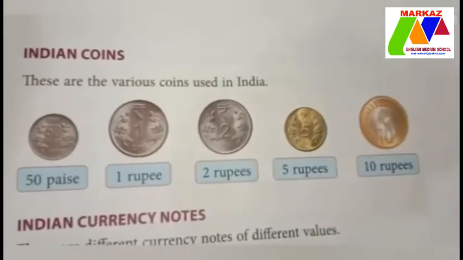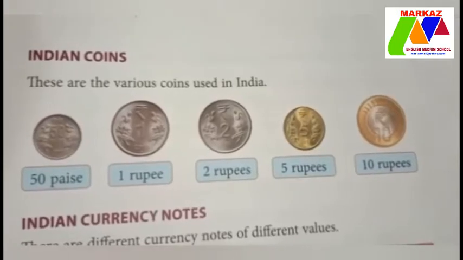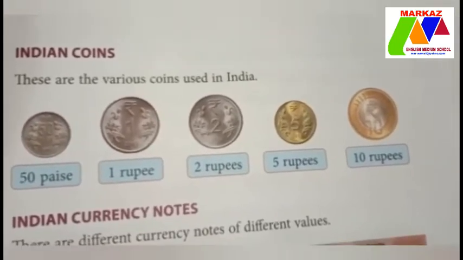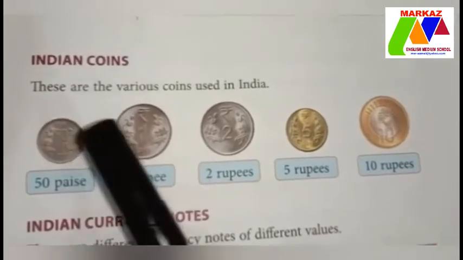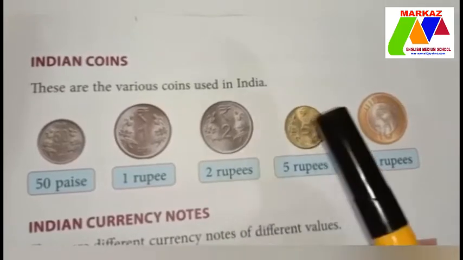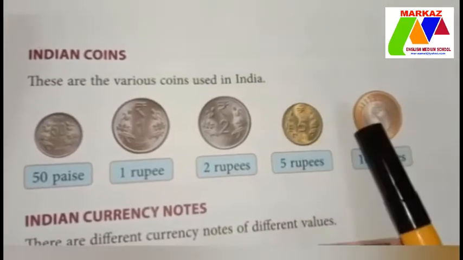A coin is money prepared with a metal. Here are the various coins used in India: 50 paise coin, 1 rupee coin, 2 rupees coin, 5 rupees coin and 10 rupees coin.